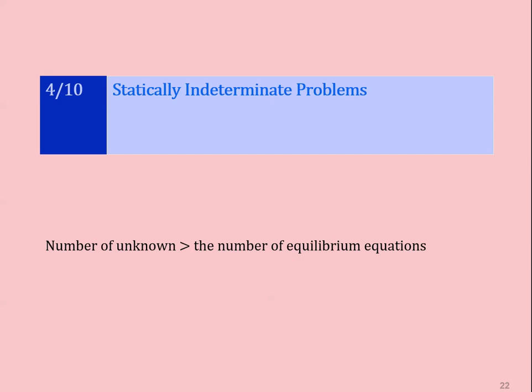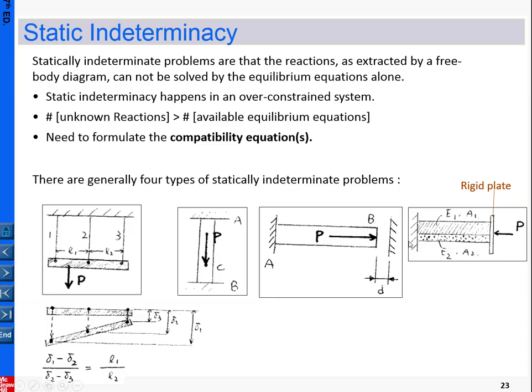In these sections, we're going to look into what is called static indeterminacy. What this is defined in principle is that the number of unknown reactions is greater than the number of equilibrium equations available. Okay, keep these things in mind. Again, here are the definitions.